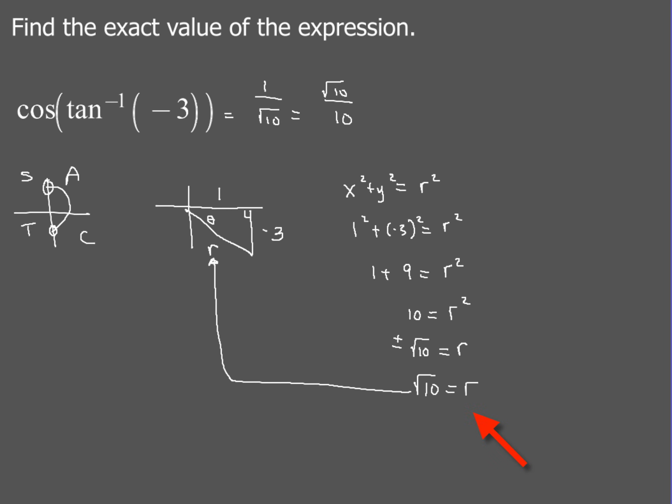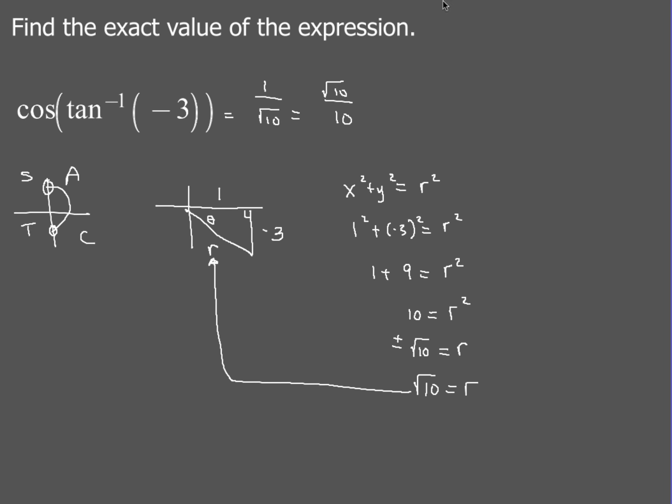All right, rock stars, how'd you do with this one? Hopefully you came up with a value of square root of 10 for the radius. Then when you figured out the cosine of this triangle for this angle, you ended up with 1 over square root of 10, but remember you have to rationalize, so it's going to be square root of 10 over 10 when you're all done with that.